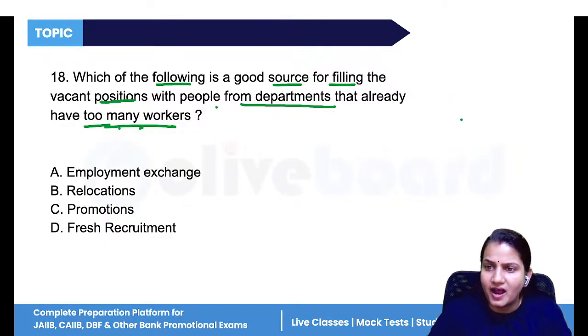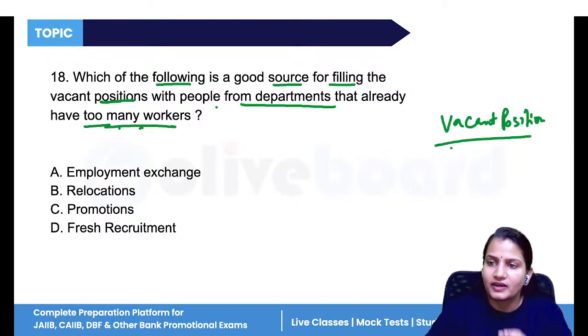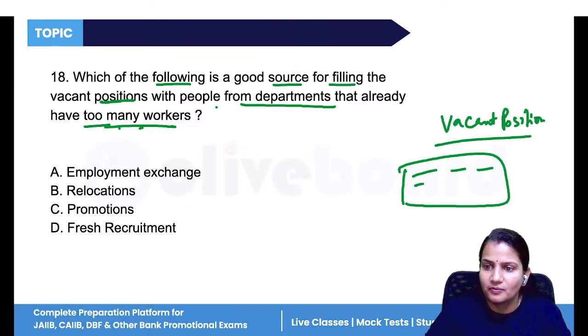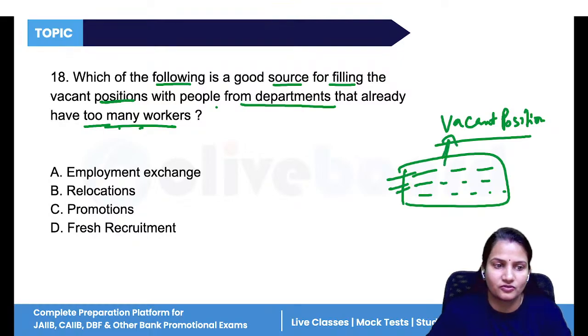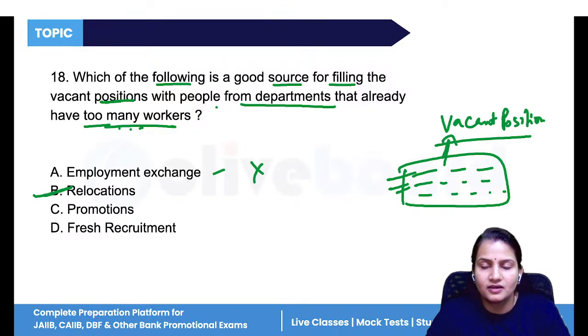Suppose in your bank there is one vacant position. This vacant position has to be filled from your employees only. In your bank there are different employees, and the position has to be filled from among them. So what is it known as? Employee exchange means one employee is exchanged for another? No, that is known as relocation. You are relocating to another vacant position.